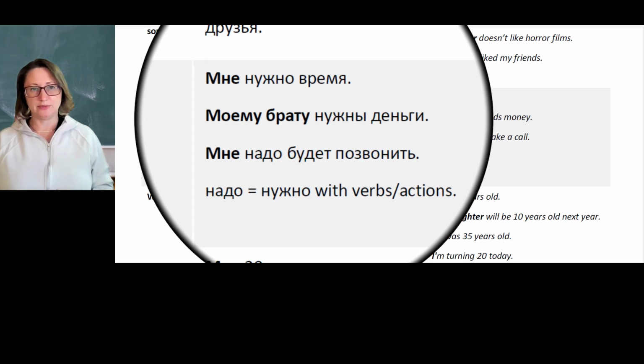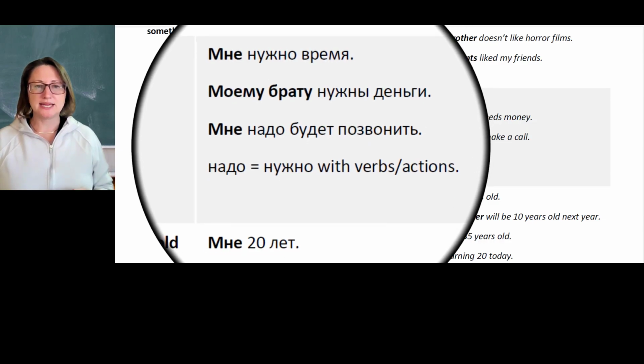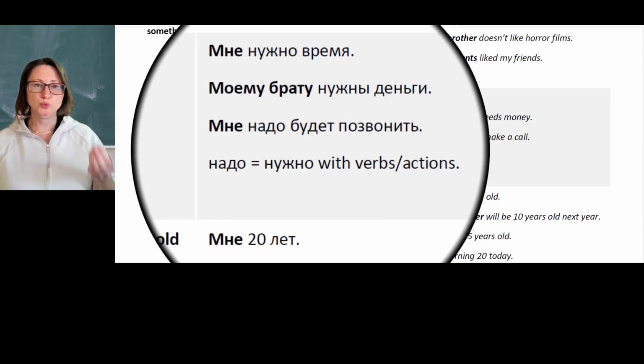Мне нужно время. Моему брату нужны деньги. Мне надо будет позвонить. You probably noticed that in the last sentence I switched from нужен or нужно. So here I can say мне нужно будет позвонить with an O. I switched from надо to нужно, from нужно to надо, because these words are synonymous when we talk about verbs or actions.